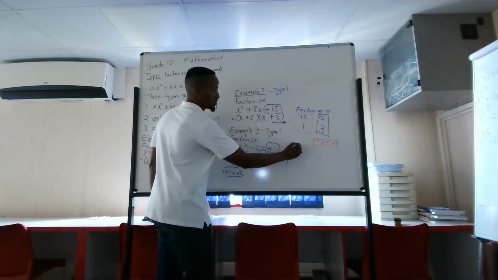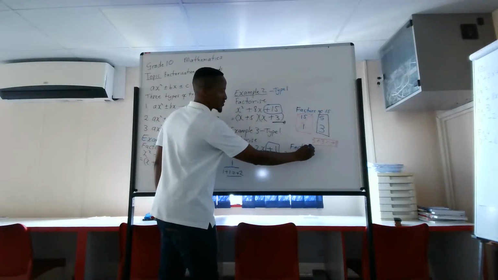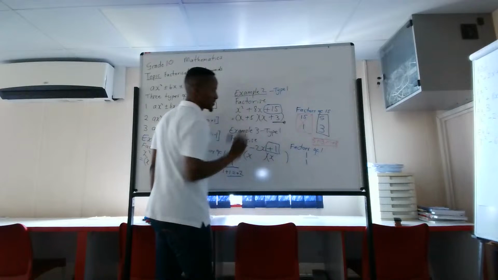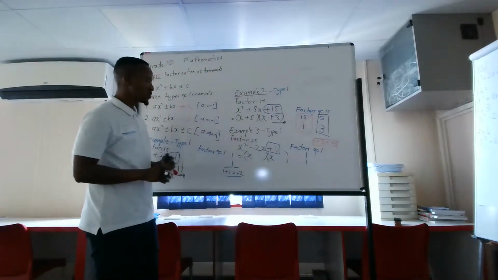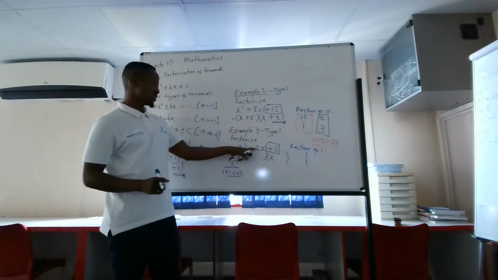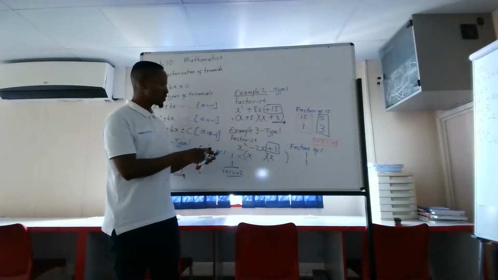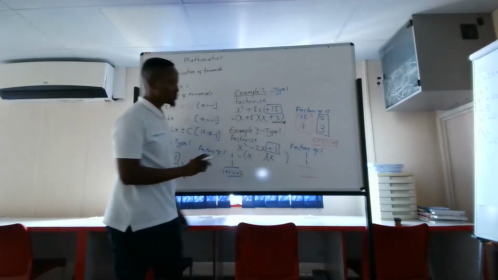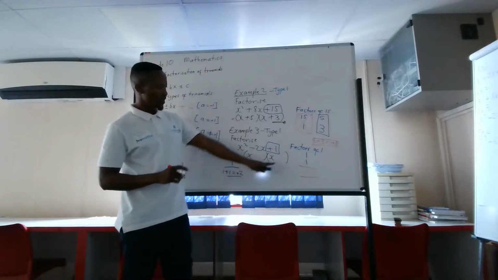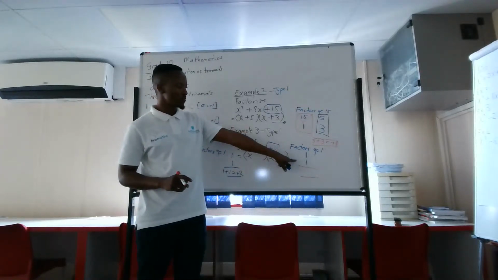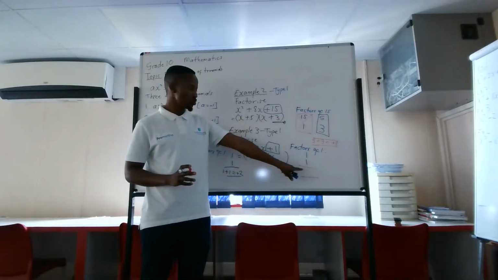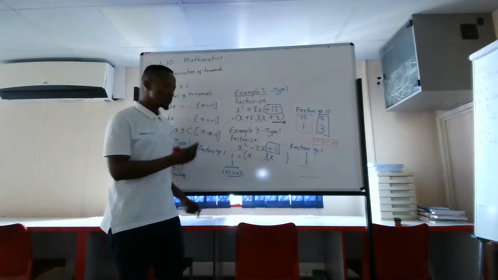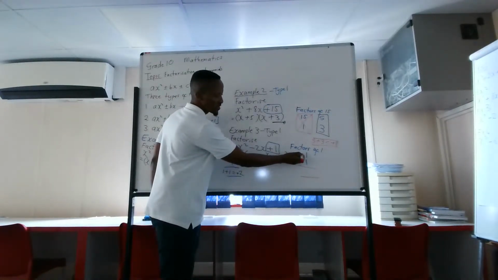Factors of 1, we have 1 and 1. The coefficient of the middle term is negative 2. So if the coefficient of the middle term is negative 2, we play around with the signs. If we say positive 1 plus positive 1, we are going to get positive 2. So it means that is not the middle term.